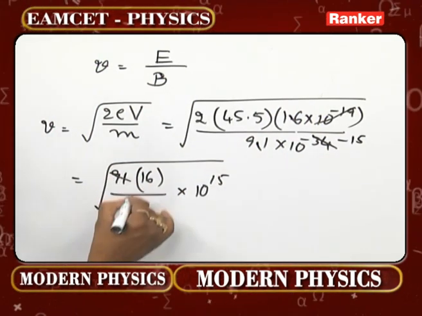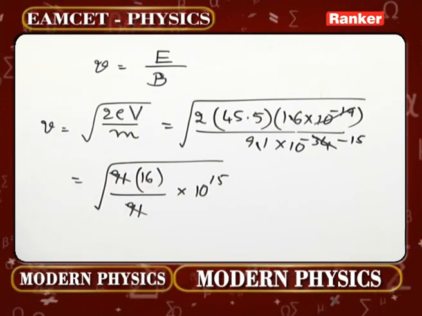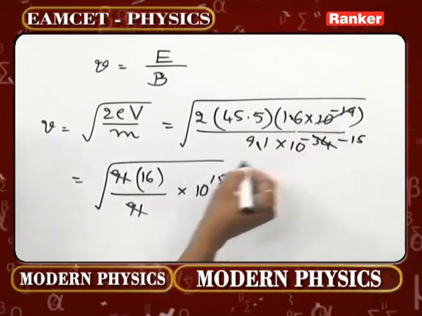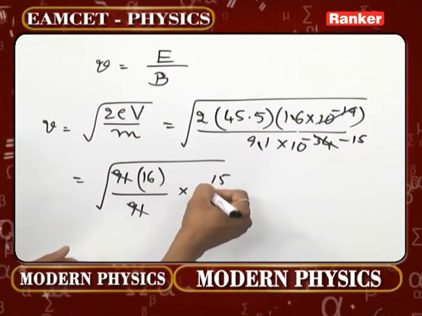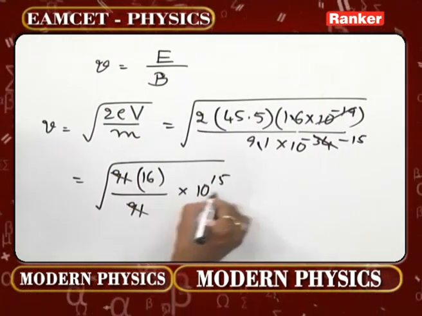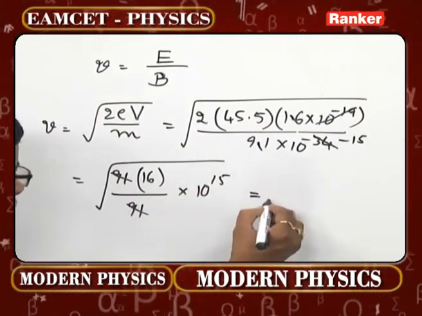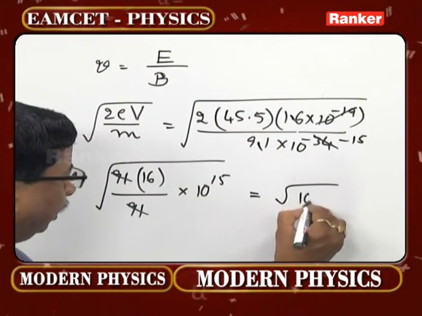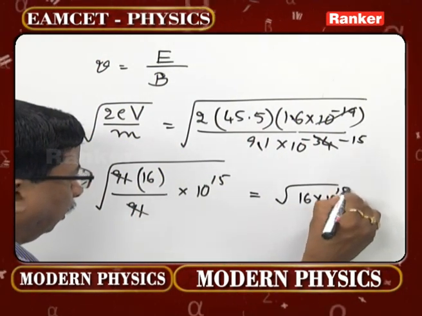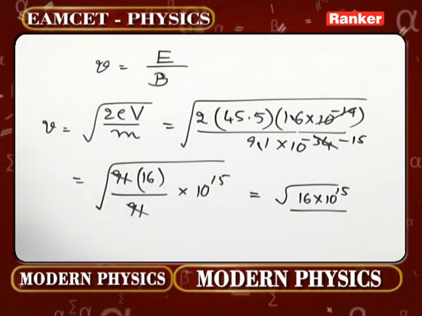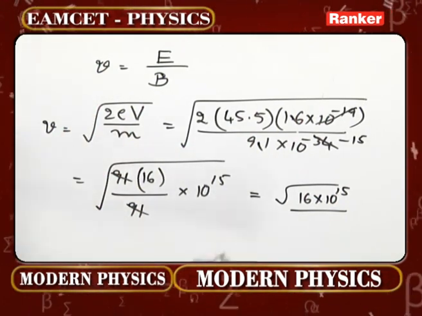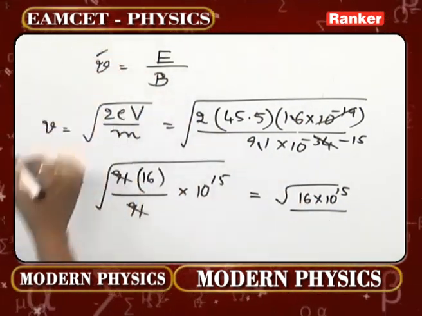You can write this one. You can cut this one over here. And of course, you are finding that this 10 power minus 15, it's 15 is there. So you can write directly this as root of 16 into 10 to the power 15. Keep it like that. Afterwards, finally, you can calculate. There is nothing wrong. So this value, you substitute it here.